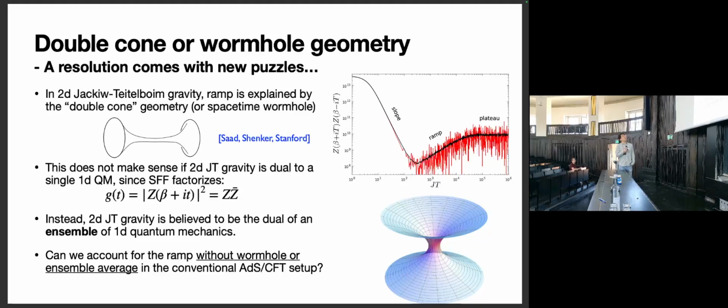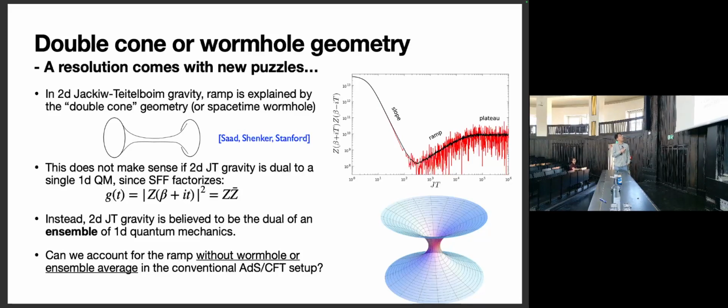But it comes with another puzzle, because in the definition of the spectral form factor, it should actually factorize. It's just a Z Z-bar. So it doesn't really make sense to have this connected diagram summed over in the path integral. So this is not really an allowed configuration. But if you do that, then that doesn't explain this ramp. And you do get it by directly quantizing JT gravity.